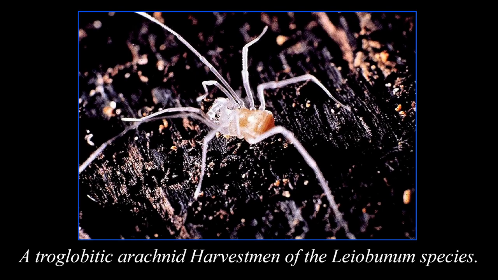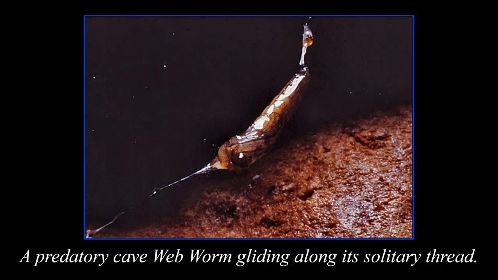A predatory cave webworm gliding along a solitary thread in an Ozark cave. Macrocera nobilis, or a webworm, is a predatory fungus gnat, which in its larval stage spins a silken web strand anchored to rock or clay surfaces in as yet only 2 reported Missouri caves.